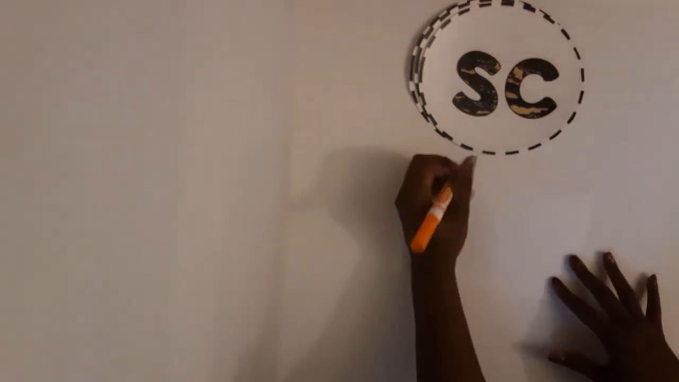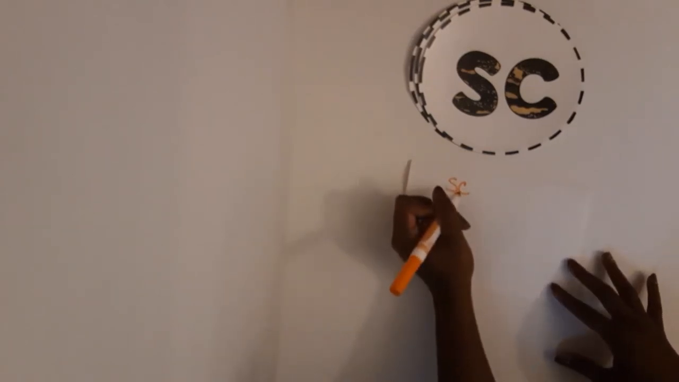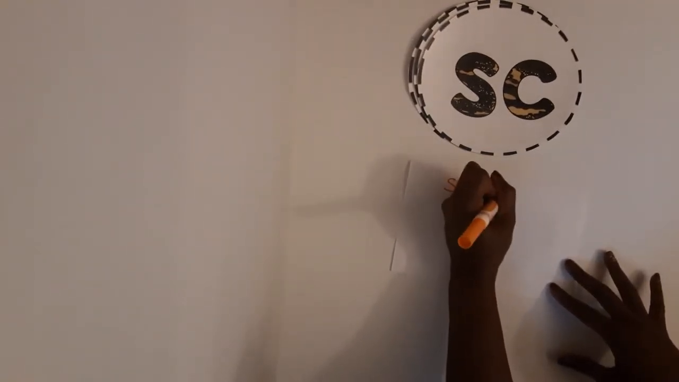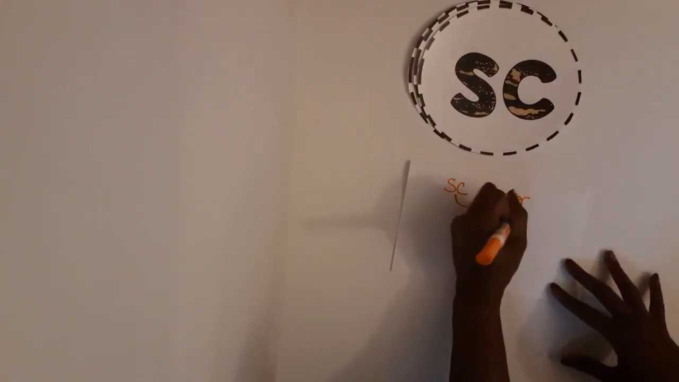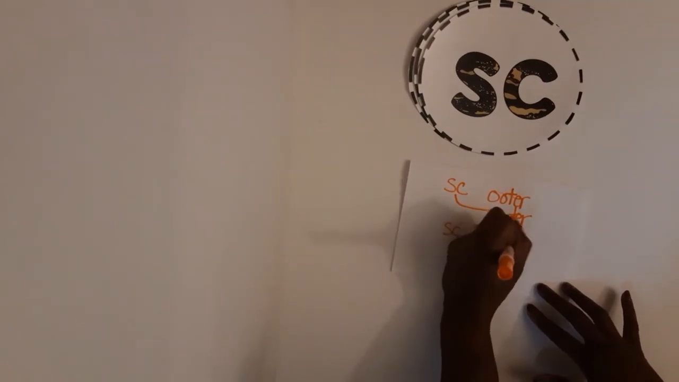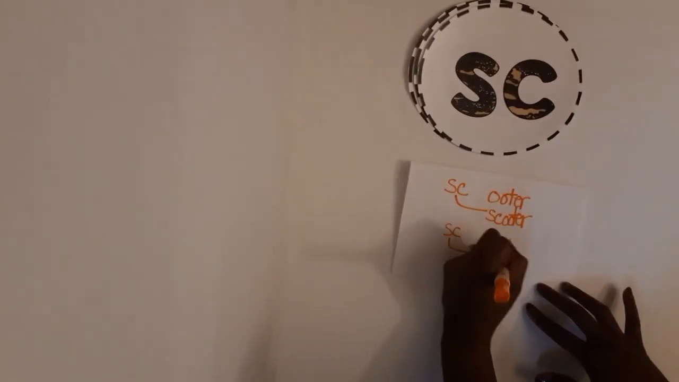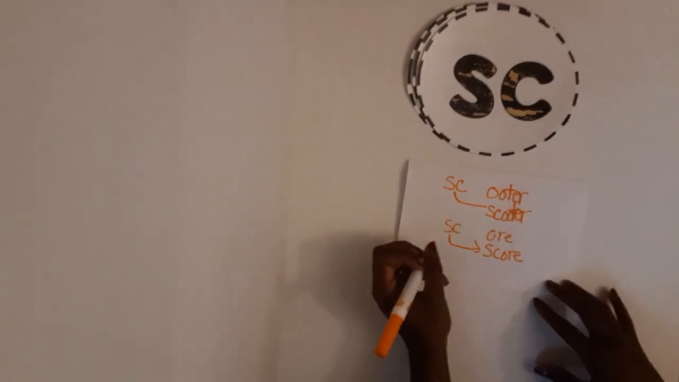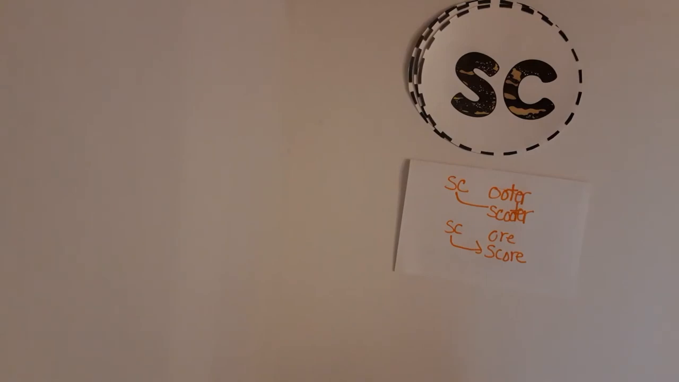All right, and the last one we're going to do is SC. So this one also says sk, like a scooter. And we'll put OOTER. So SC and OOTER makes scooter. And then SC and ORE will make score, like the score at the baseball game.